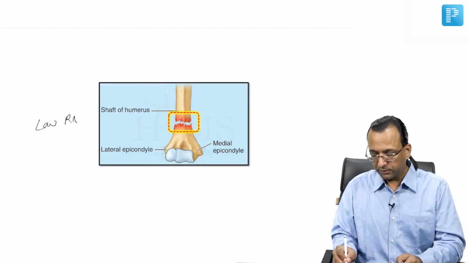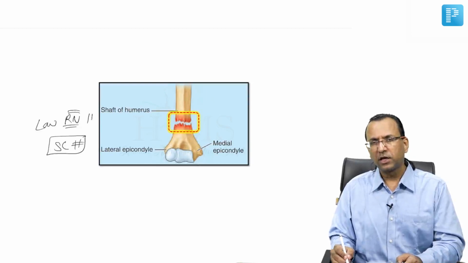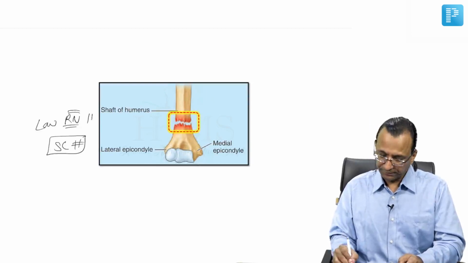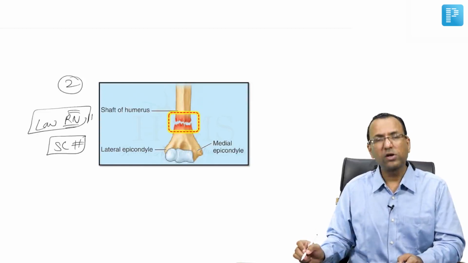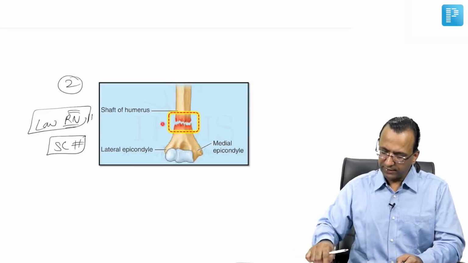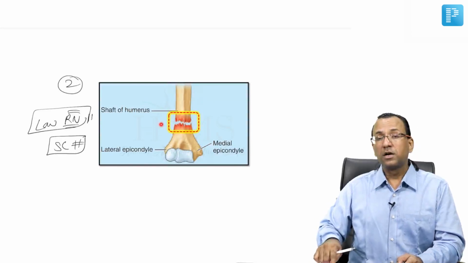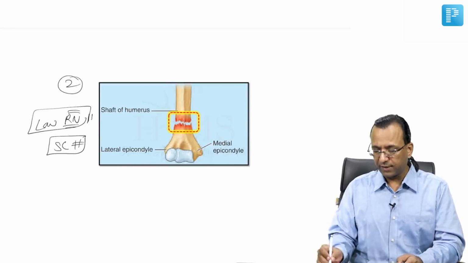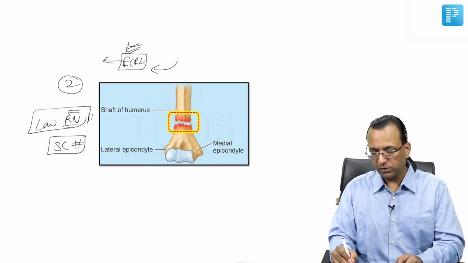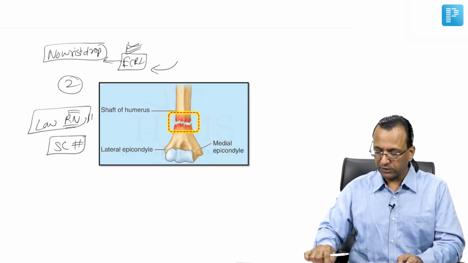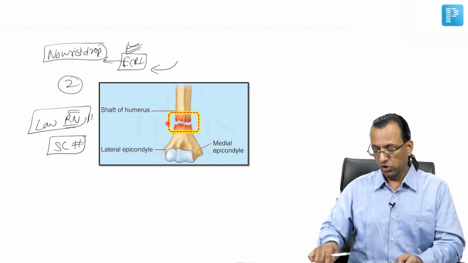Now, this is a low radial nerve injury. You mean to say supracondylar fracture, low radial nerve injury? Yes. Tell me, what were the clinical features? Patient number 2, what was the clinical feature? Was there a wrist drop or not? See, when there is a low radial nerve injury, supracondylar fracture, the radial nerve is injured, but the ECRL was already supplied. So no wrist drop was there. When there is a supracondylar fracture, the ECRL is already supplied, so no wrist drop.